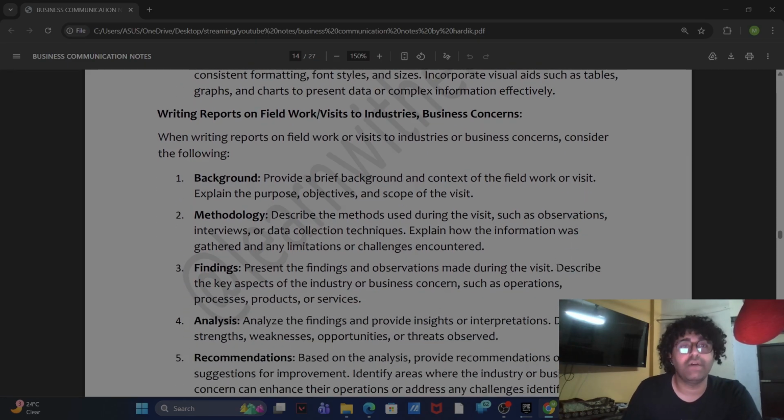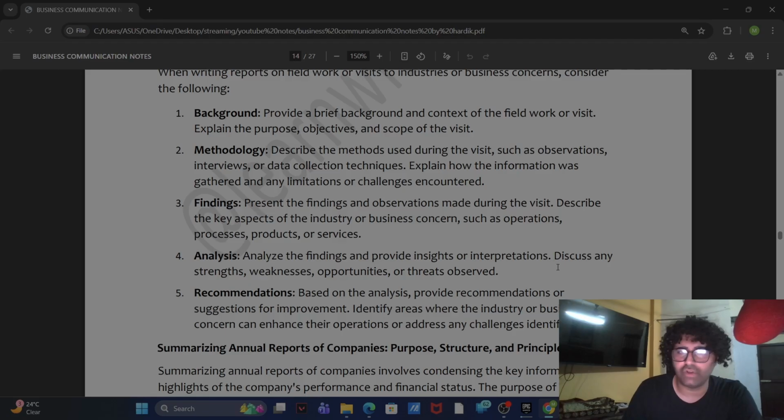Next topic, writing reports on fieldwork or visits to industry and business concerns. When writing a report on fieldwork or visits to industries, consider the following: background, methodology, findings, analysis, and recommendation. Background. Provide a brief background and context of the fieldwork or visit. Explain the purpose, objectives, and scope of the visit.